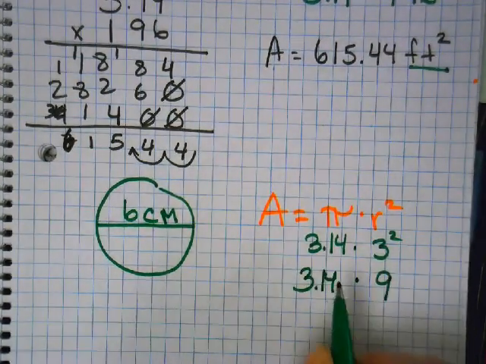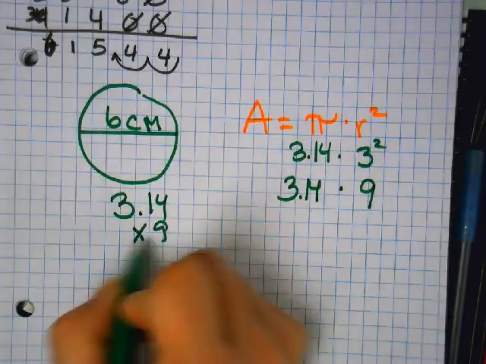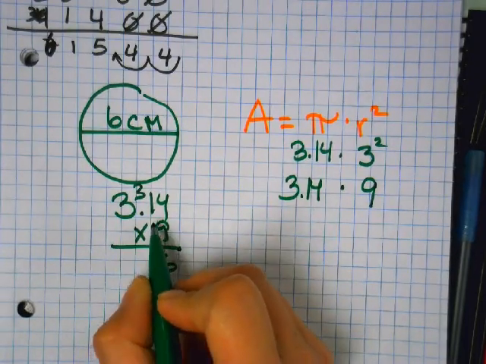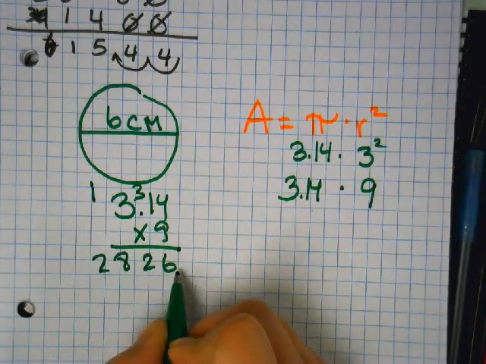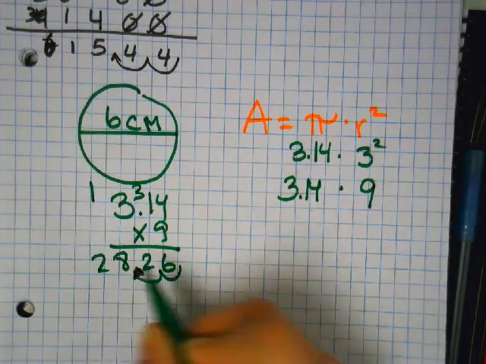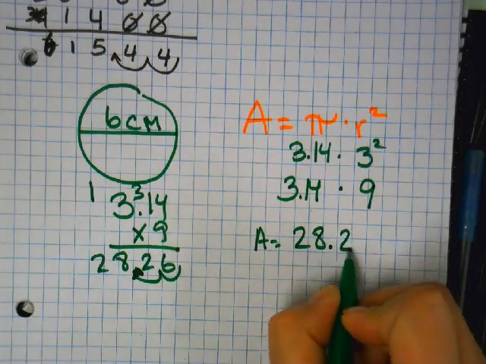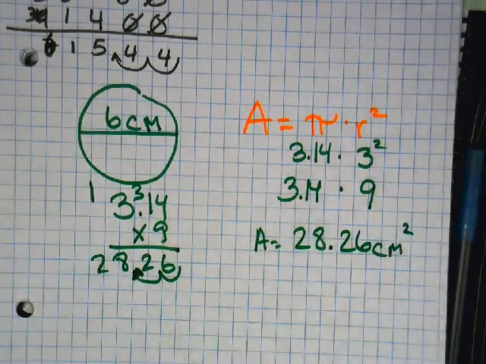Can you have this one? I calculate. 28.26, yeah. Centimeters squared, yeah. So area is equal to 28.26 centimeters squared.